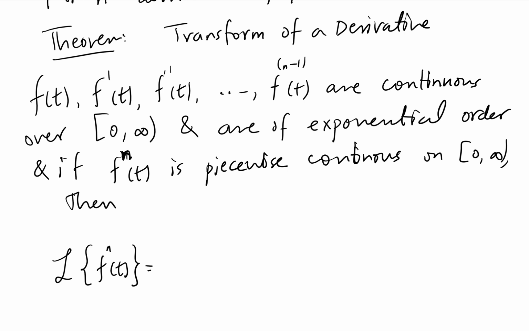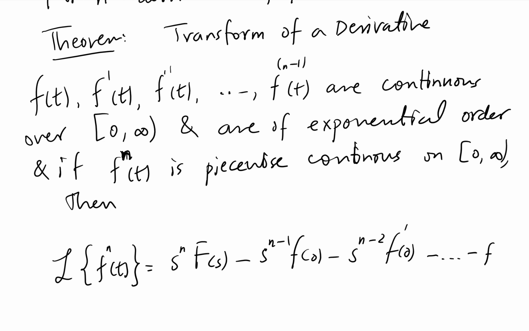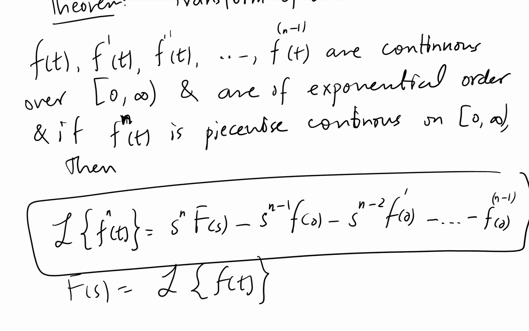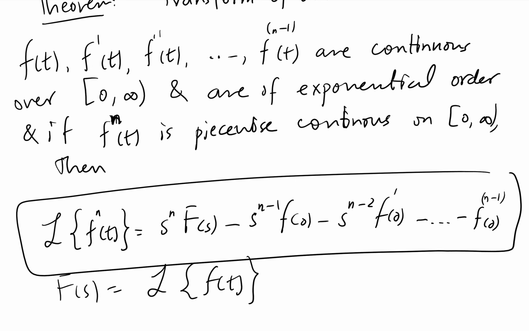s^n F of s minus s^(n-1) f of 0 minus s^(n-2) f prime of 0, and so on, minus the (n minus 1)th derivative at 0. Keep in mind, capital F of s is the Laplace for small f of t. So this is the formula for the nth derivative. The first two that I showed are special cases of this one, the first and the second derivatives.